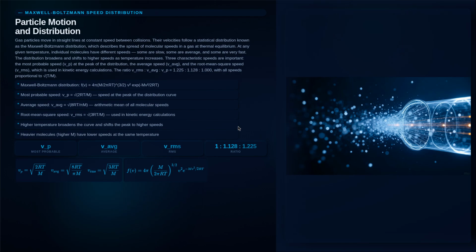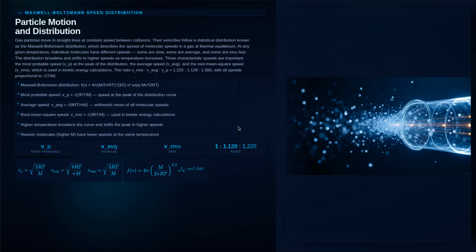Gas particles move in straight lines at constant speed between collisions. Their velocities follow a statistical pattern called the Maxwell-Boltzmann distribution. Not all molecules have the same speed. Some are slow, some are average, and some are very fast. As temperature increases, the distribution broadens and shifts to higher speeds.